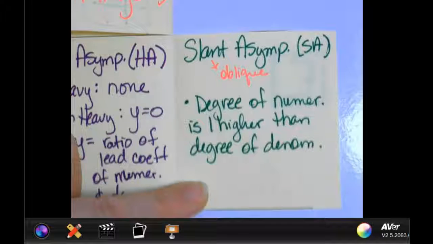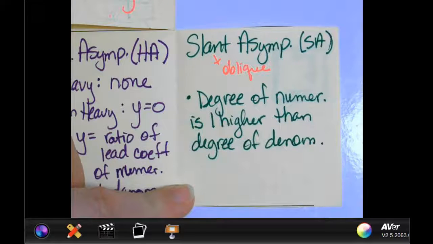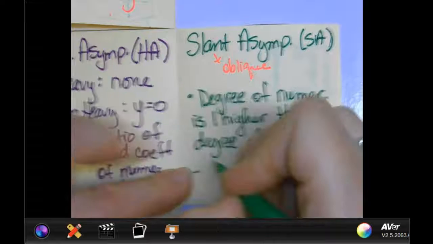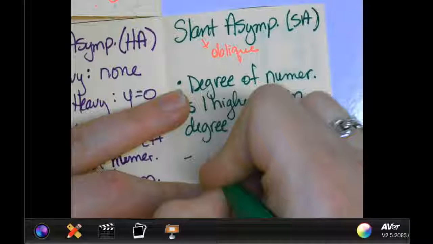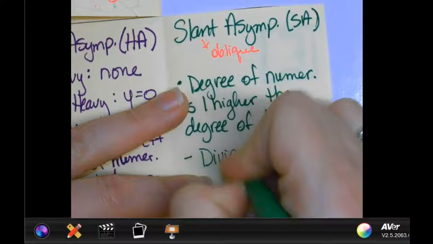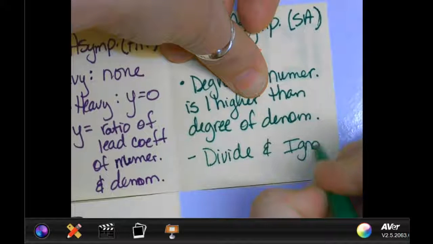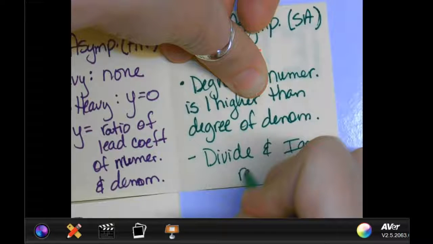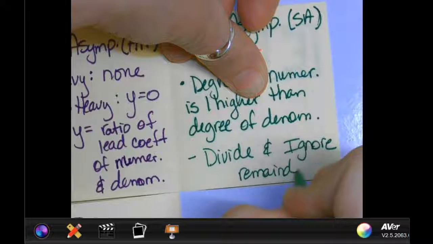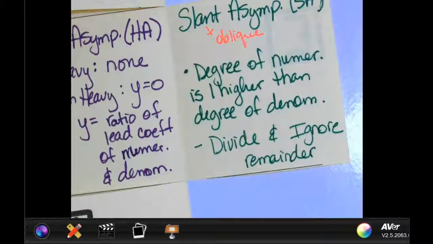And then how do you find it? Long division or synthetic division or your short division. So we're just going to put whatever makes sense to you at that point, you are going to divide and ignore remainder. Everybody good with all that? Okay.